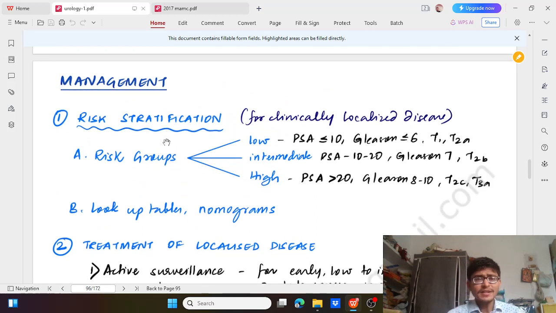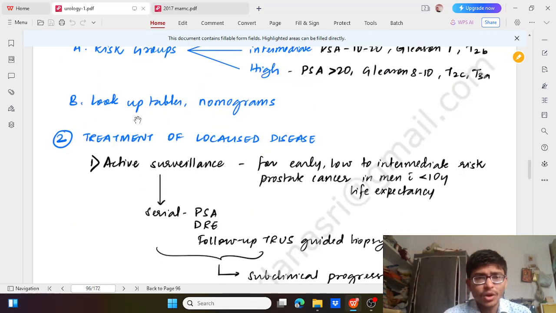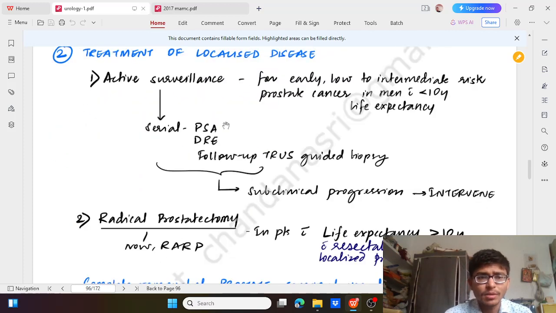So how is the management? First, we'll go for the risk stratification. For clinically localized disease, low risk is when the PSA is less than 10, Gleason score less than or equal to 6, and T1 or T2a. Intermediate risk is PSA 10 to 20, Gleason 7, and tumor T2b. The high risk group is PSA more than 20, Gleason 8 to 10, and tumor T2c or T3a. We'll also look at the table and nomograms.